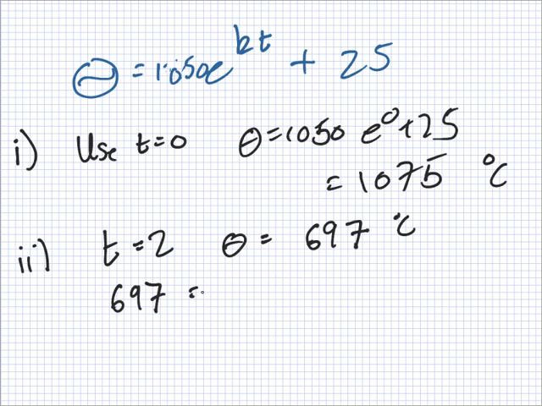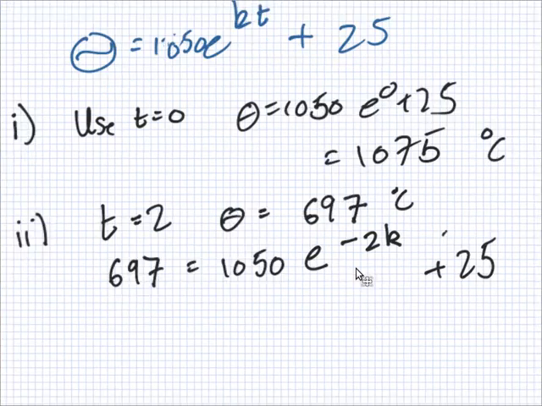697 should equal 1050 e^(-2k), because the t is 2, plus 25. Now, how can I solve this for k? What should I do? What should be my first step? Try to rearrange it, but what should I bring where? It's a little too early for ln, something before that. I'm going to bring the 25 to the left first.